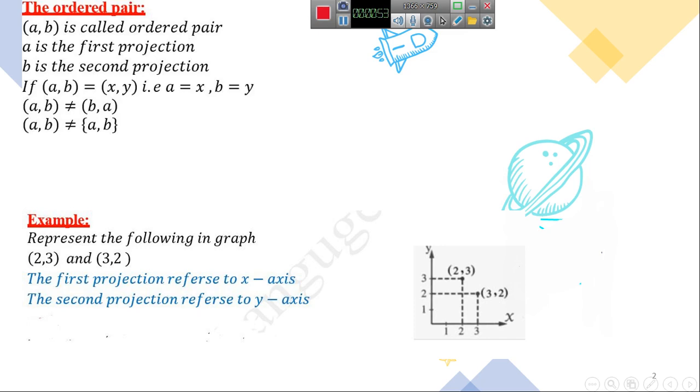And here you will find that the ordered pair is not the same as the set {A, B}. There are two elements in the set, but this is an ordered pair formed from two axes, X and Y.